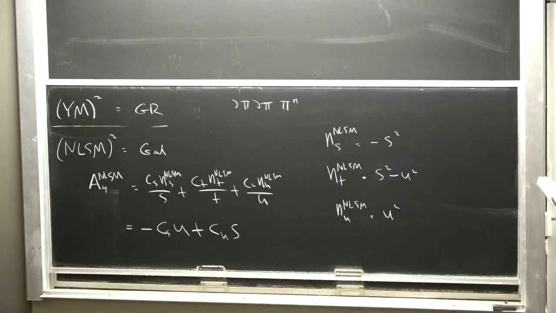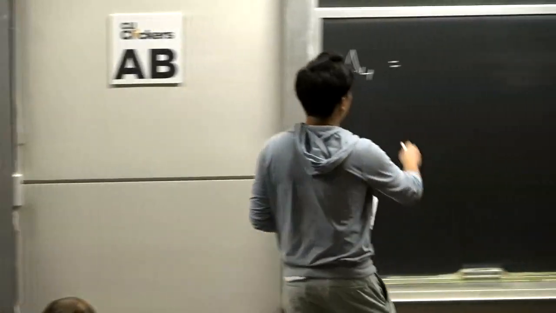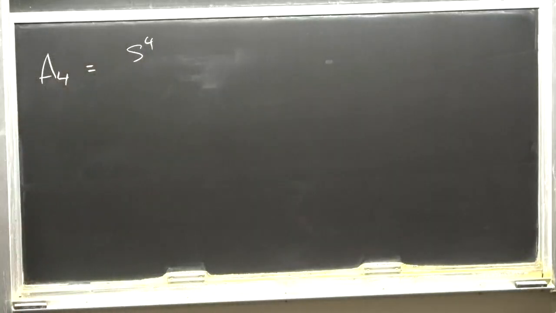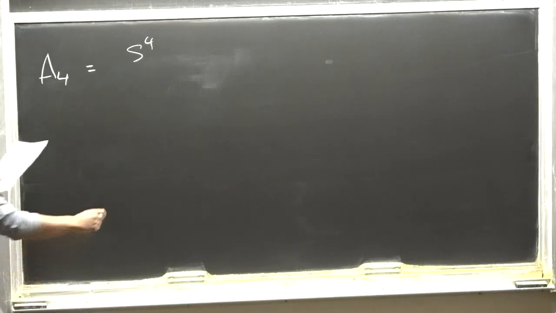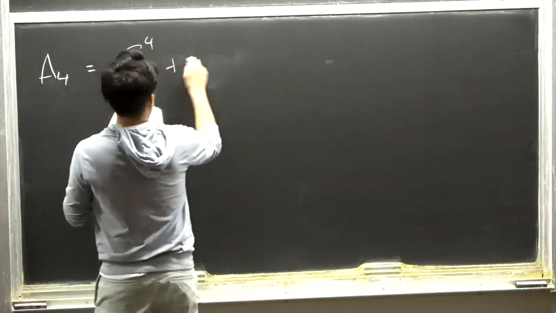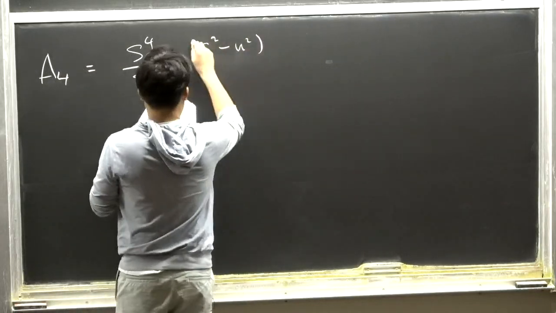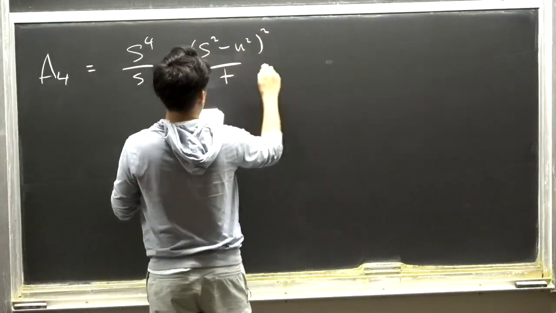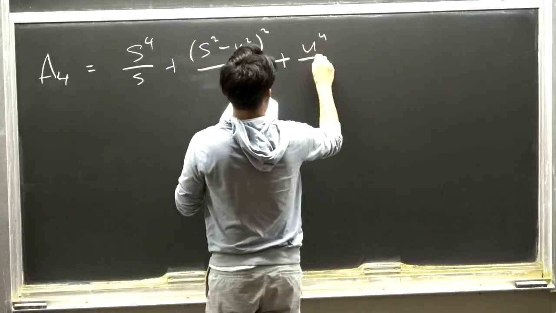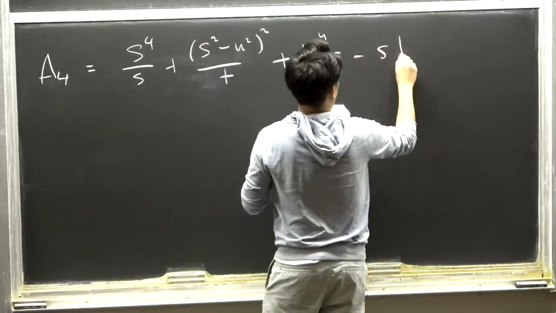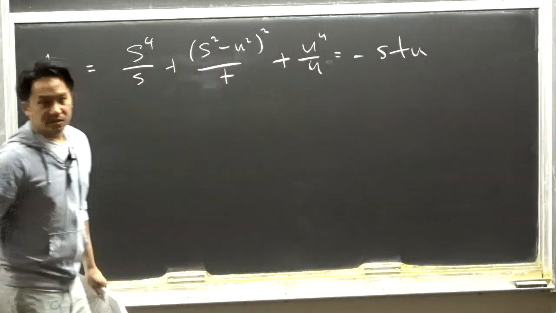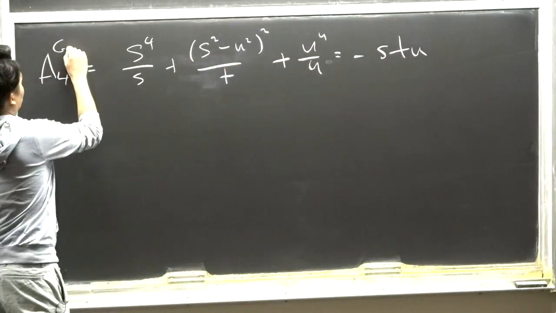To do that, I just square each of these terms. In particular, when I say square, I mean take this CS-CTCU structure and throw it away and put 2 copies of NS instead. So we get s to the 4th over s plus s squared minus u squared over t plus u to the 4th over u, which is minus STU, which is precisely the 4-particle amplitude for the Galilean.